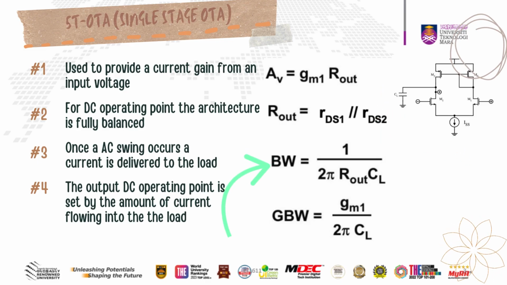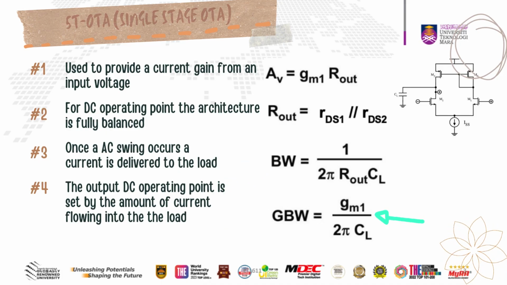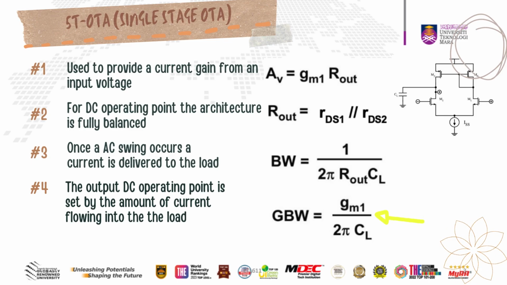The third one is the bandwidth. BW equals 1 over 2 pi times Rout times C1. This equation represents the bandwidth of the amplifier, which is inversely proportional to the product of the output resistance and the coupling capacitor. The last one is the gain bandwidth. GBW equals gm1 over 2 pi times C1. So this equation defines the gain bandwidth product, which is a measure of the amplifier's high frequency performance.